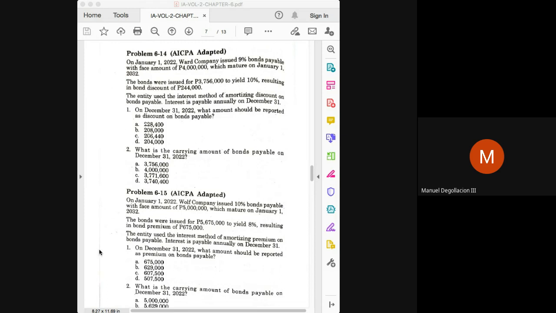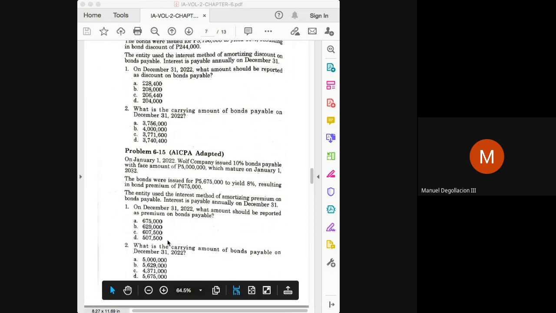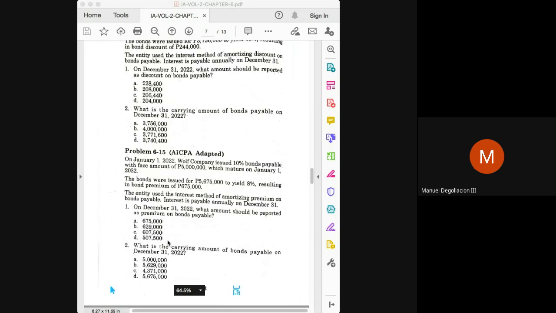Okay, let's try problem 6-15. On January 1, 2022, Wolf Company issued 10% bonds payable with face amount of 5 million, which mature on January 1, 2032. The bonds were issued for 5,675,000 to yield 8%. So the effective interest rate here would be 8%, resulting in bond premium of 675,000. The entity uses the interest method of amortizing premium. Interest is payable annually on December 31.